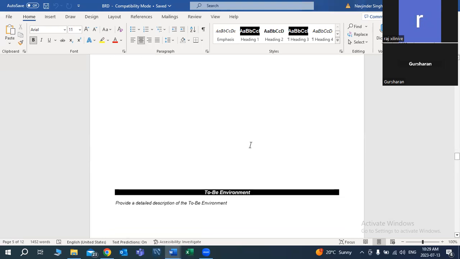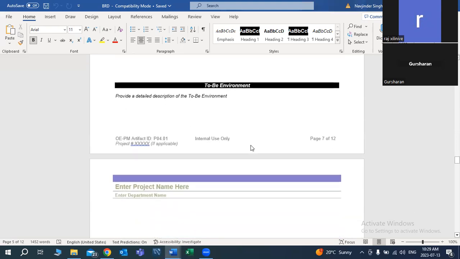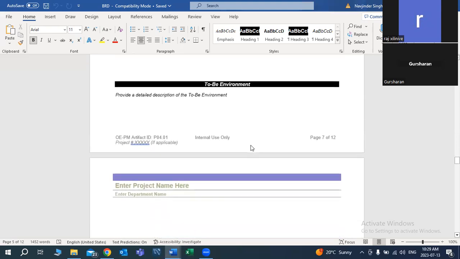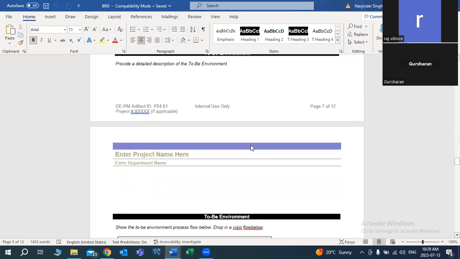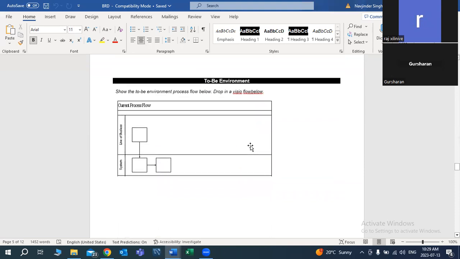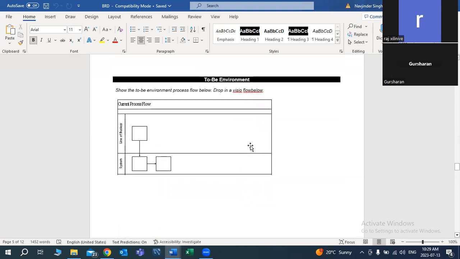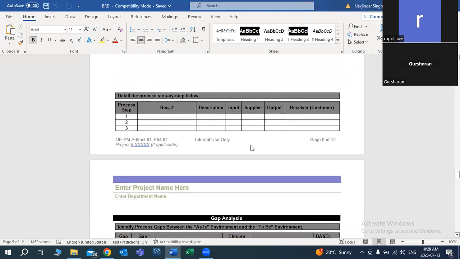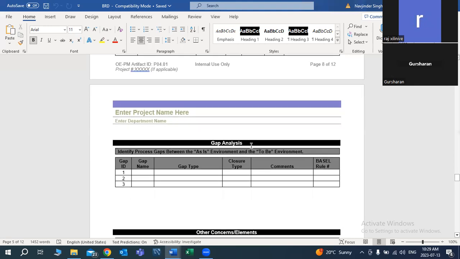Understood? So for the to-be environment, whatever the cloud-based point of sale system, the diagram followed by the process, you have to write over here. Understood or not? And whatever the difference between as-is and to-be you have identified, that's called gap analysis. You can see over there. Next is gap analysis.